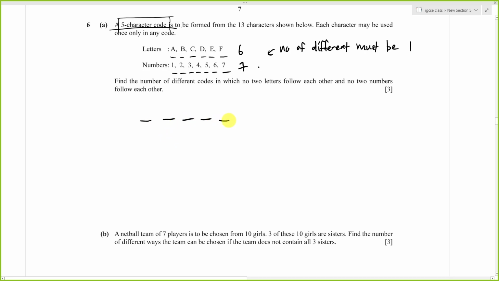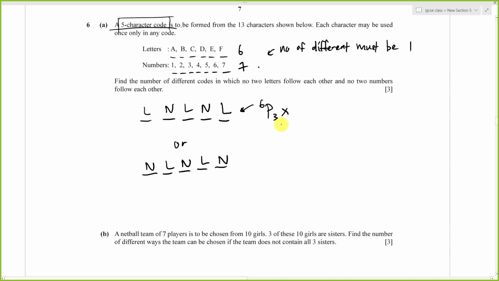Okay, so from here you have 2 choices over here, and then you need to add both of the choices. So it can be letter, number, letter, number, letter. Or it can be number, letter, number, letter, number. So I need to work out both, and then I will add them together. For the first one, how many letters do we have here? 6, right?